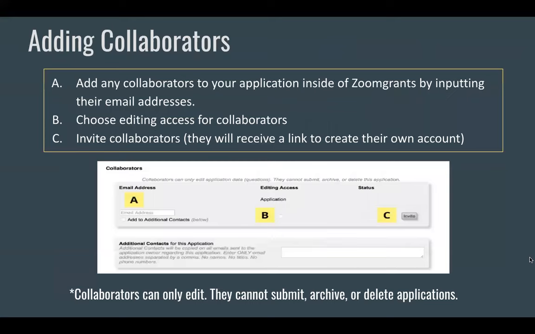Once you have access to the application, you are able to add collaborators to assist you with the application. This is all done within ZoomGrants. So you'll add their email address, choose what access you'd like your collaborators to have, whether it's every section or a specific section, and finally, you'll invite them. They will receive an email with a link prompting them to set up their own account. Important to note that collaborators can only edit, so they can't submit, archive, or delete applications.